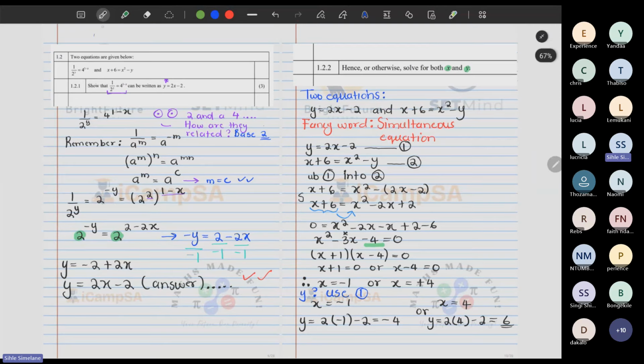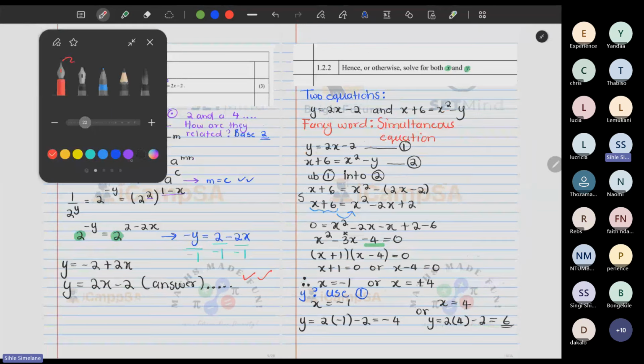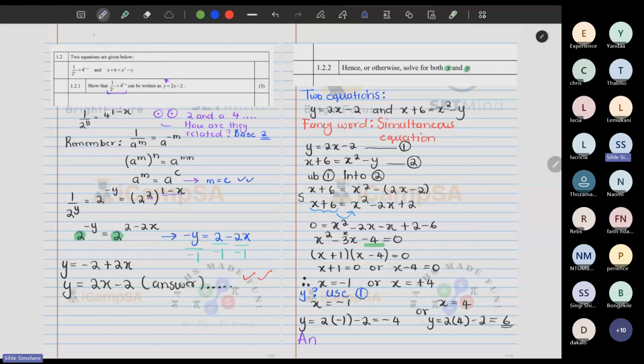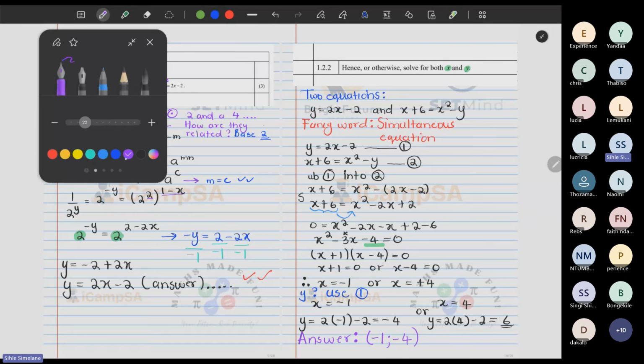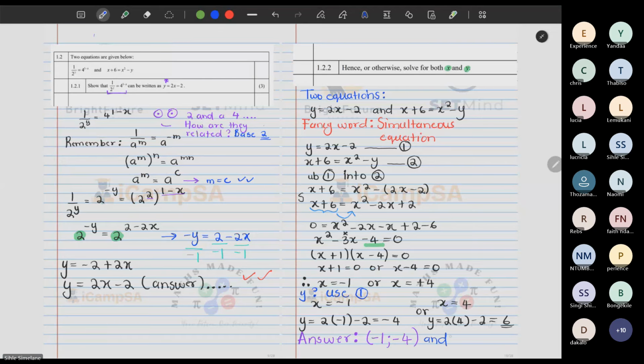So how do we write our answer? We are going to present our answer as a coordinate because we are very smart. We know that coordinate means xy. So our answer is going to be minus 1 corresponding to minus 4. And what is going to be the other one, guys? 4 is going to correspond with positive 6. Yep. So 4 and positive 6.